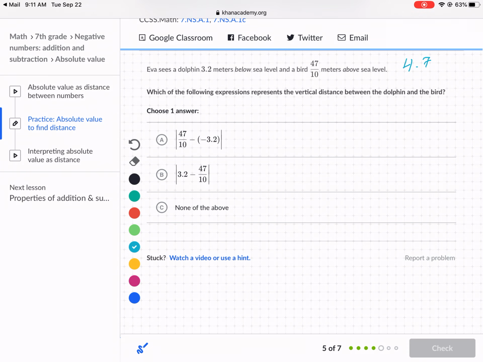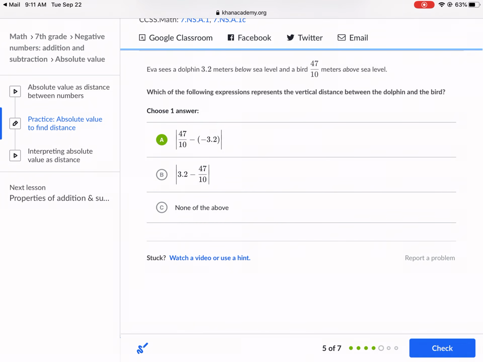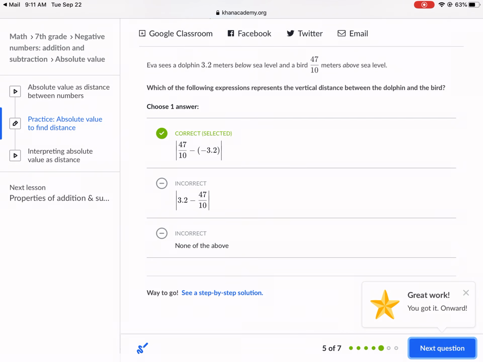Okay, we need to subtract. And if this is below sea level, we're talking about a negative 3.2. So if we're subtracting a negative, okay, we need to make sure we account for that. Looks like option A is subtracting the negative. I hope you guys are seeing the pattern here. Check. There we go. Okay, I'm sure you guys can handle the next two on your own.